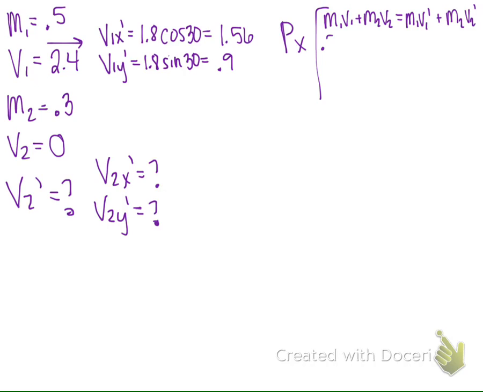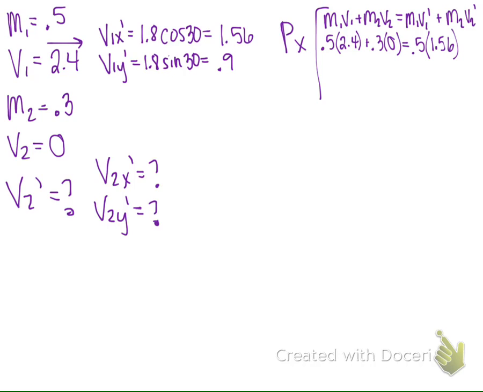The mass of our first object is 0.5. Its initial velocity, is it in the x direction? Yes, and it's in the positive x direction, so we get to plug in positive 2.4. The mass of our second object is 0.3, and its initial velocity in the x direction is 0, so let's plug in 0. Now post-collision, our masses don't change, but we know v sub 1 prime in the x direction is 1.56. Yes, this is exactly what we solved for. When we broke down that velocity triangle, we solved for the velocity of the first object after the collision in the x direction. So we know it's 1.56.